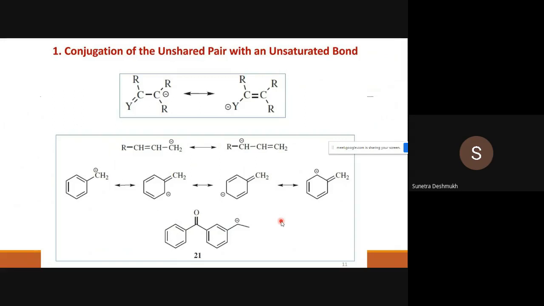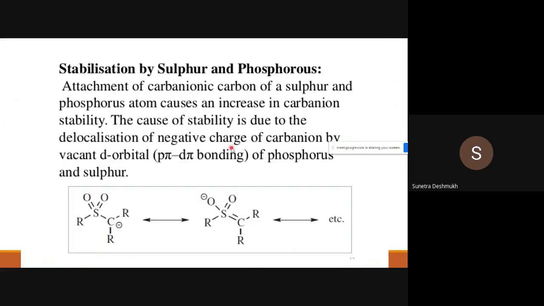There is space or room for delocalization of this negative charge, so that one is getting more stable. Okay, so the next factor is stabilization of carbanion by sulfur atom as well as phosphorus atom. I think in second semester you might have learned the ylides, phosphorus ylides and sulfur ylides.